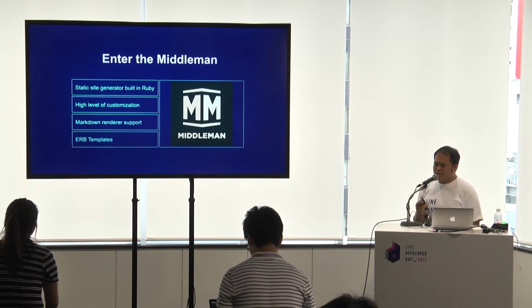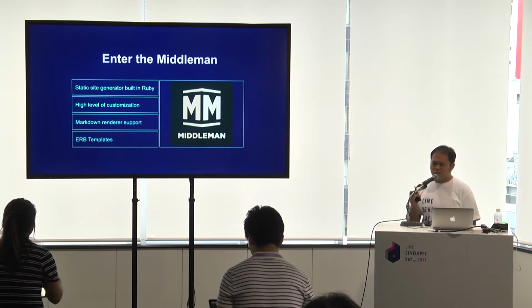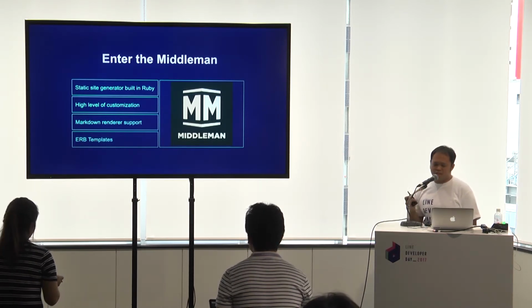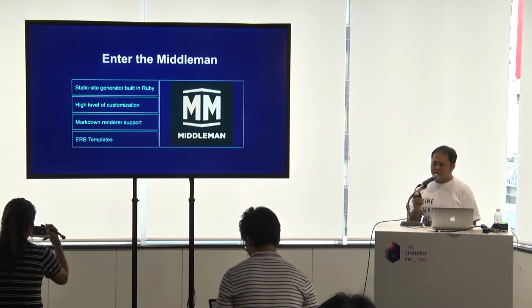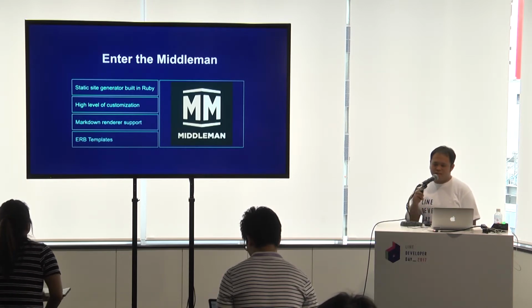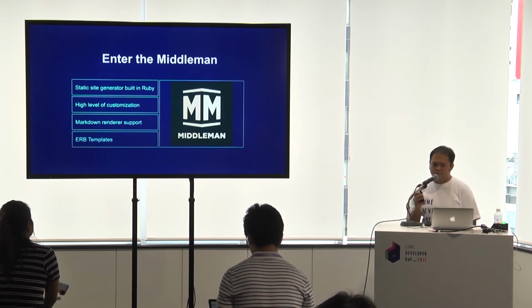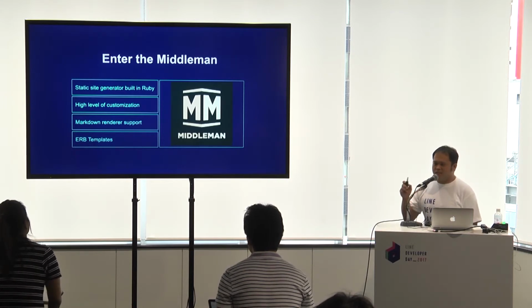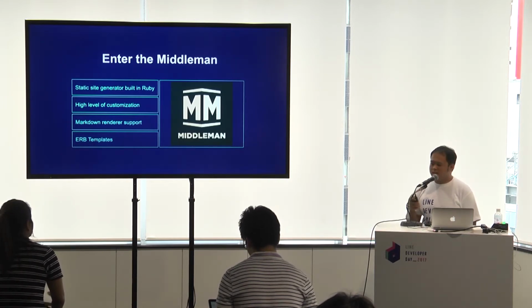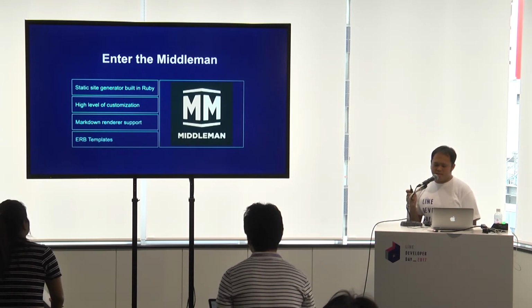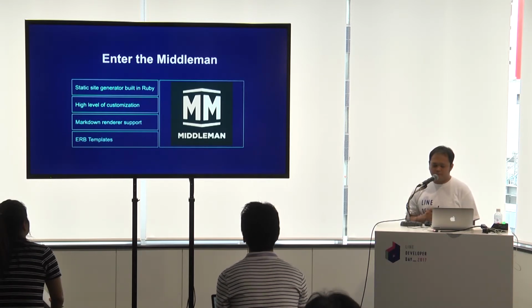So there are several static site generators out there like Hugo or the ever so popular Jekyll, but the one that we chose was Middleman. This is a static site generator that's written in Ruby. It has a high level of customization. You can add extensions and write helper methods. And there's actually a set of extensions on the website that you can put into your project. And it supports custom markdown rendering. And then also use ERB templates, which are quite simple if you've ever touched Ruby.